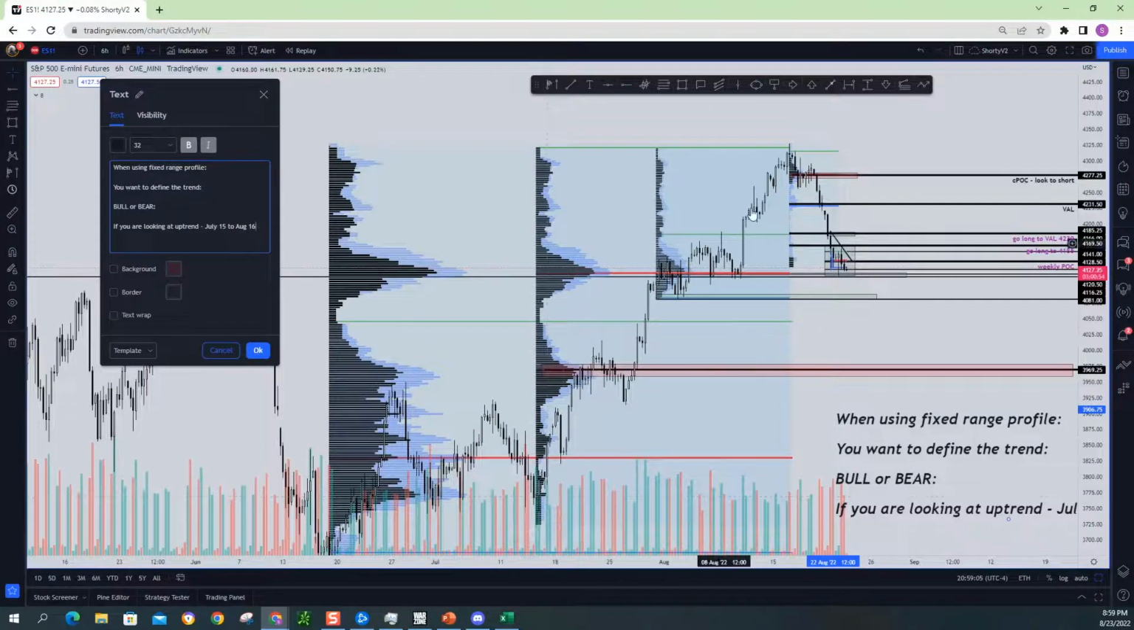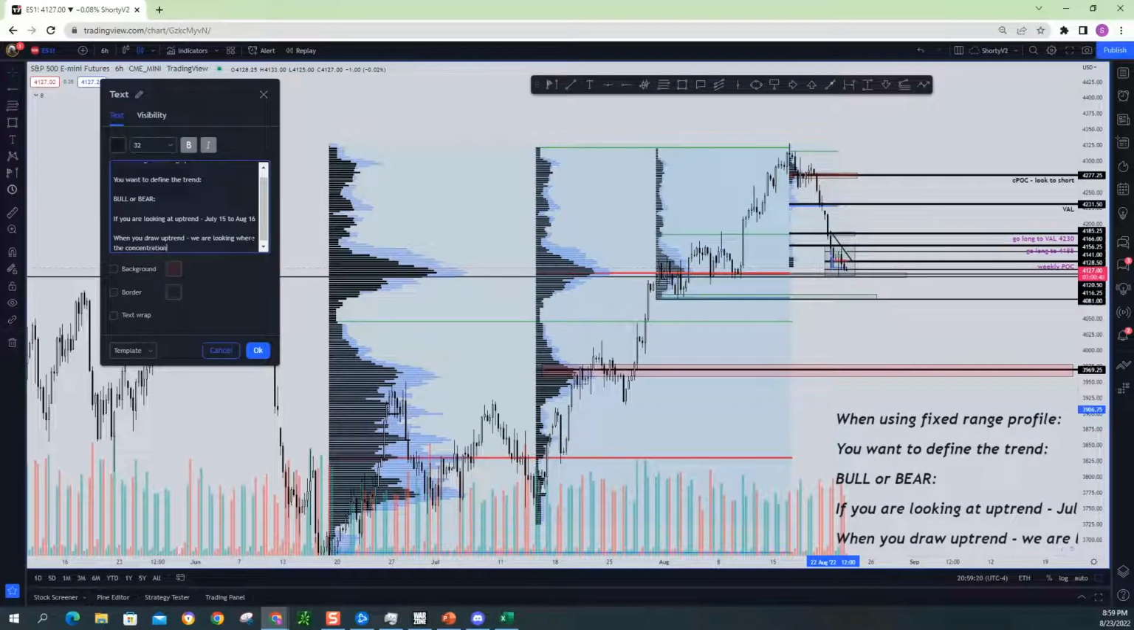What am I looking for here when I'm drawing a profile? What am I looking for? Well, the buyers. Exactly. In an uptrend, when you draw an uptrend, we are looking at where the concentration of buyers was. When you draw a downtrend, we are looking to see where the sellers were. So it doesn't matter if I grab, from here.